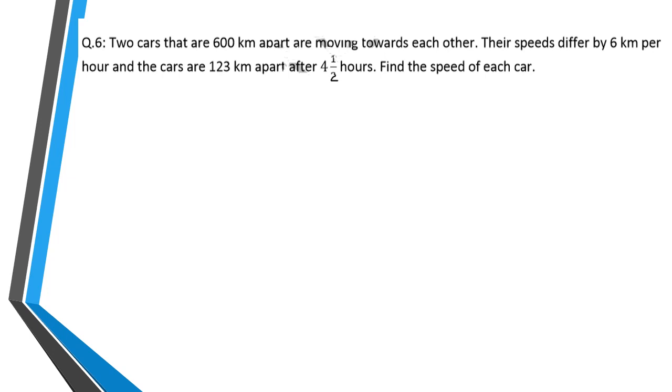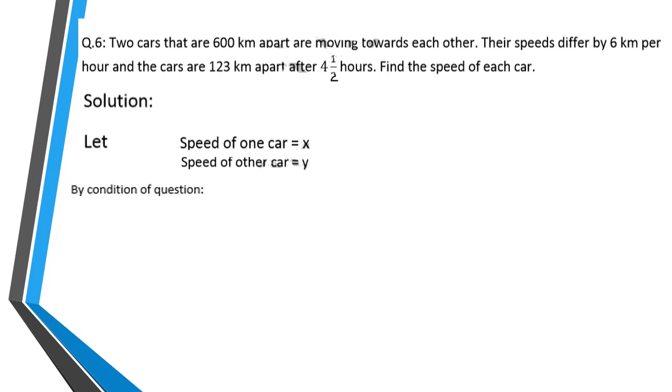Question number 6. Two cars that are 600 km apart are moving toward each other. Their speeds differ by 6 km per hour and the cars are 123 km apart after 4 1/2 hours. Find the speed of each car. According to the question, two cars are moving toward each other and their speeds differ by 6 km per hour. Let the speed of one car be x and the speed of the other car be y.